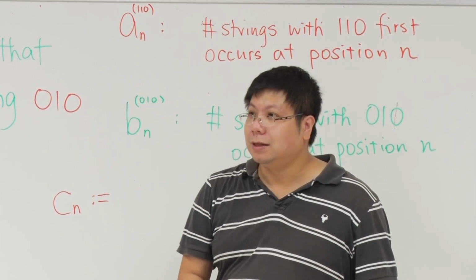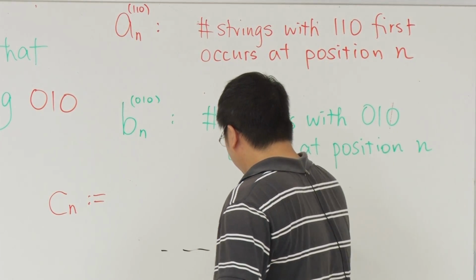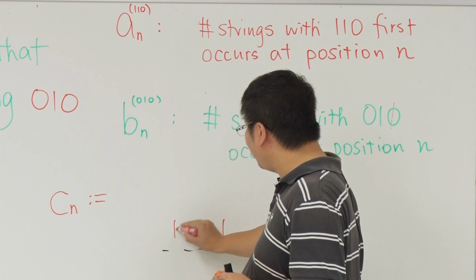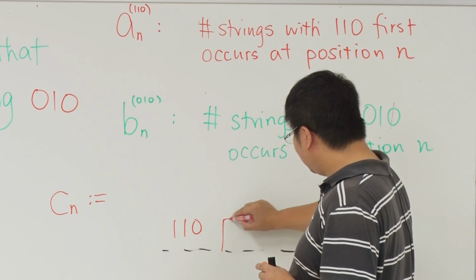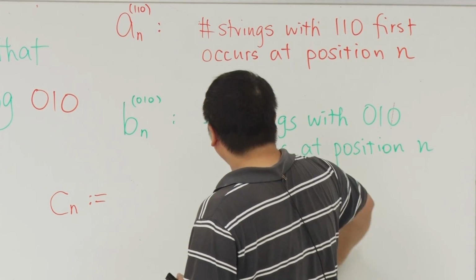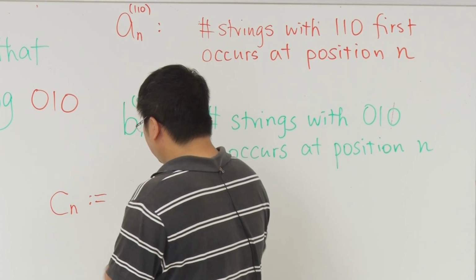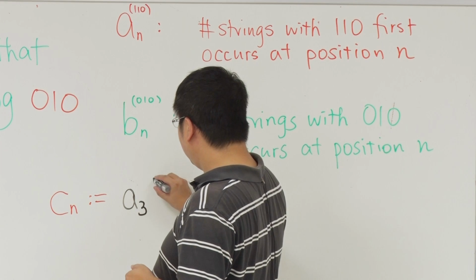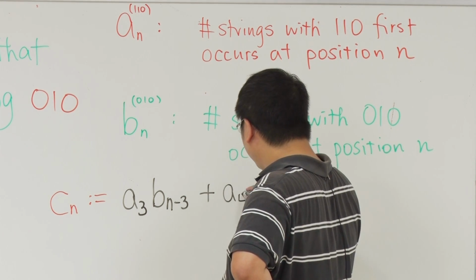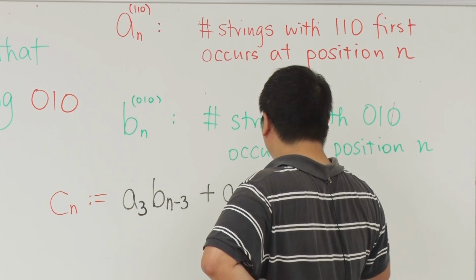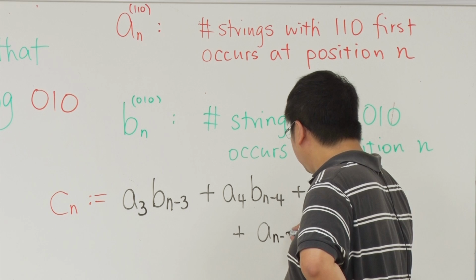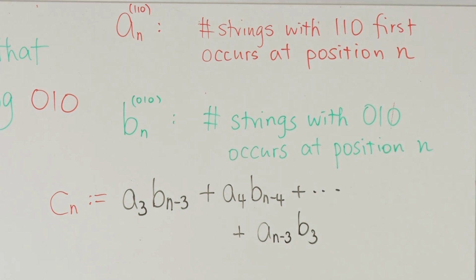So how is Cn obtained? I have a string of length n, right? Because we need to find 1 1 0 first, at a certain point we need to have 1 1 0. At a later point, we will have 0 1 0 ending. So Cn will be equal to A3 times Bn minus 3, plus A4 Bn minus 4, plus dot dot dot up to An minus 3 B3. Is that okay?